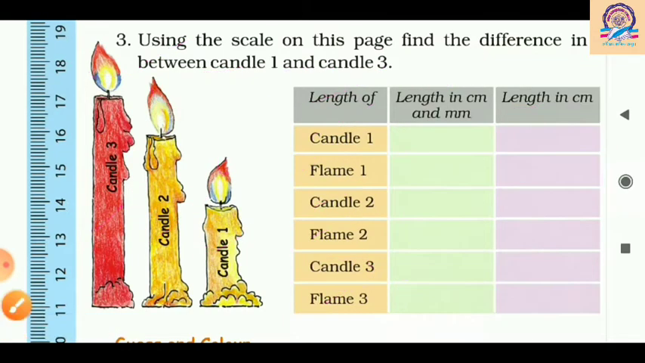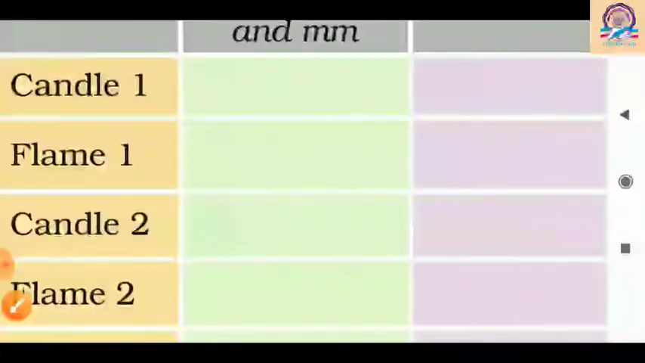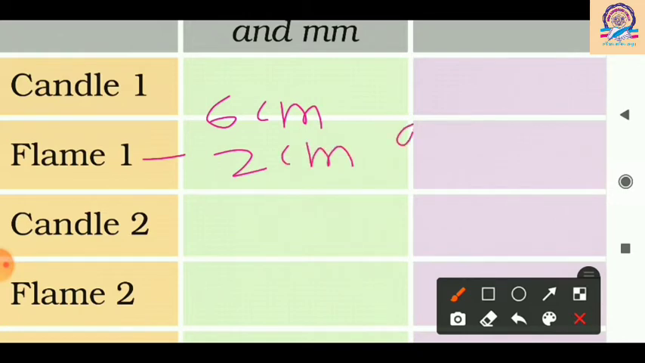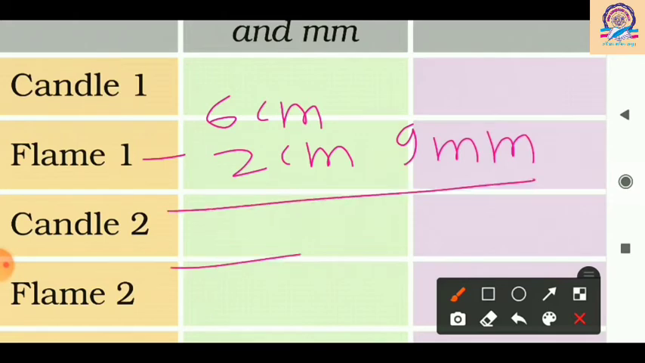So let's subtract it. Let me write the number first. Here we have 6 centimeter, and it will be subtracted from 2 centimeter and 9 millimeter. Let me subtract these numbers first by the centimeter and millimeter units. Here you can see that in the millimeter place we have nothing, so let me put 0 here, 0 mm.